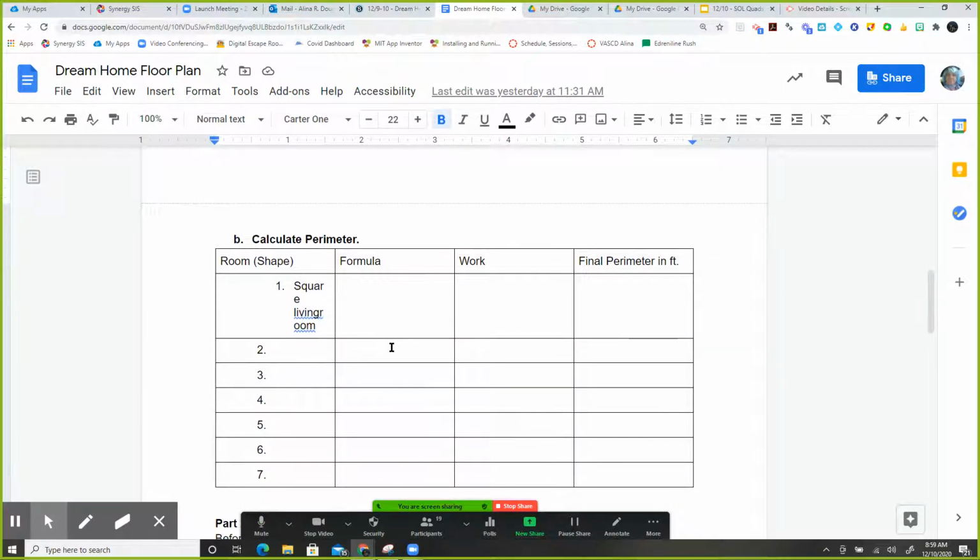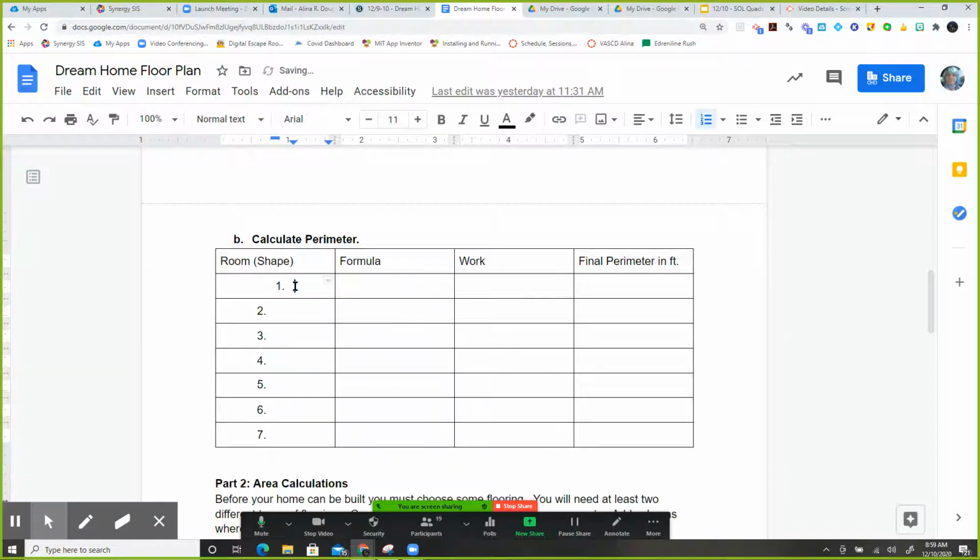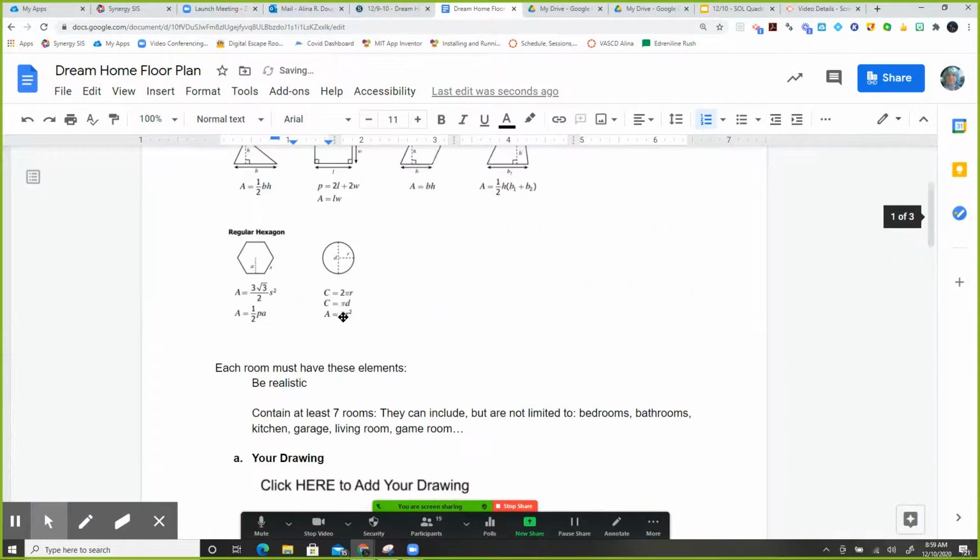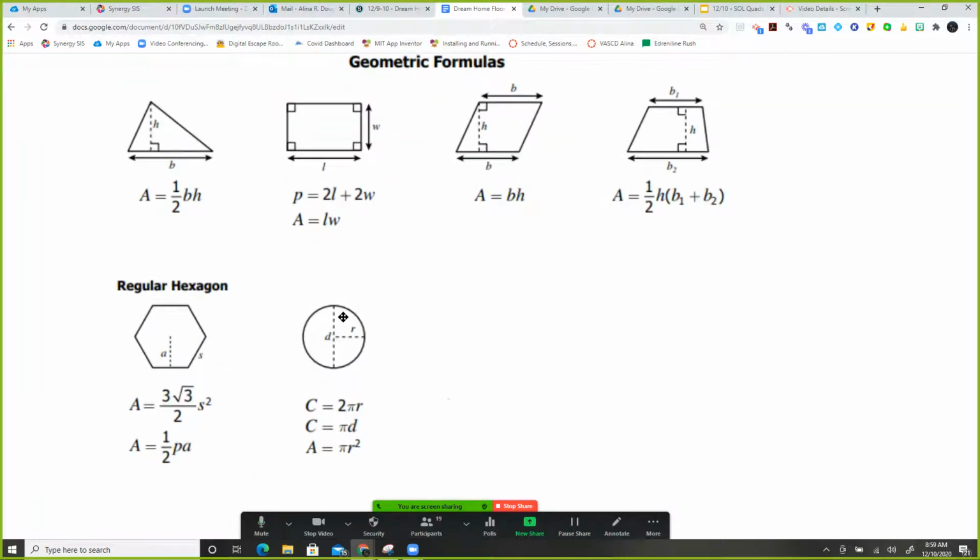And then as you find the living room, the perimeter and everything, perimeter is pretty straightforward. So if I go back up here, perimeter is just going to be the distance around. So if I know all of these sides, I can find the perimeter pretty easily, right? Perimeter for the circle is just the circumference. So you're going to have to use the radius or the diameter, whichever one you've put in there.